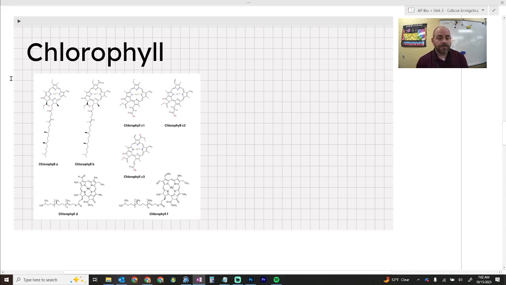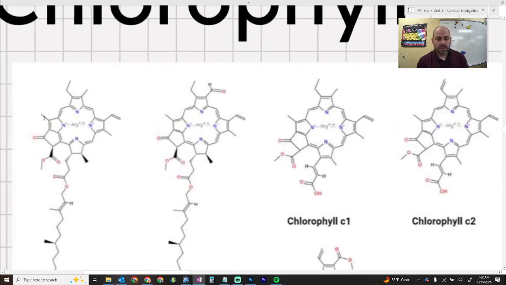Why is chlorophyll important? Well, let's zoom in. All kinds of different sorts of chlorophylls here. AP is not outside their realm to talk about chlorophyll B or chlorophyll C3 or anything, but it's essentially the same thing. In the center of every chlorophyll molecule is a magnesium ion. And magnesium atoms ionize, and when they do, they lose 2 electrons, right? And it causes magnesium to have this sort of ionization.